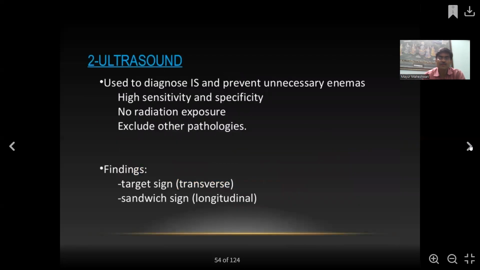Now ultrasound. Ultrasound is the gold standard to diagnose intussusception and prevent unnecessary enemas. It is highly sensitive and specific. There is no radiation exposure and it excludes other pathology also. Findings are a target sign or a sandwich sign. Target sign is seen on a transverse view, and on a longitudinal view you will see a sandwich sign.